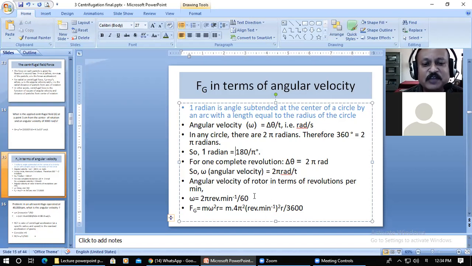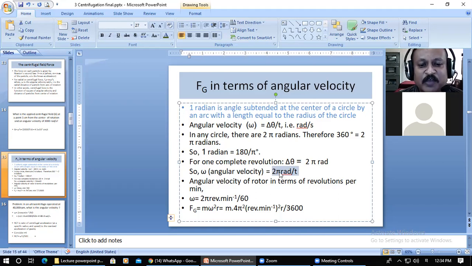Now for a complete revolution, delta theta is what? It is the number in degrees of how much the particle is moving. So if it is one complete revolution, then that delta theta will be equivalent to 2 pi radian, isn't it? And therefore, if you are talking in terms of velocity, then the velocity will be given by omega equal to 2 pi radian per unit time. Is it clear to you?